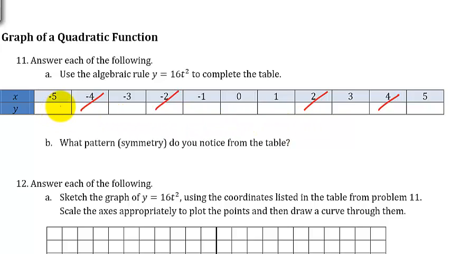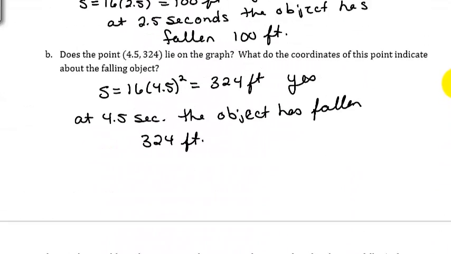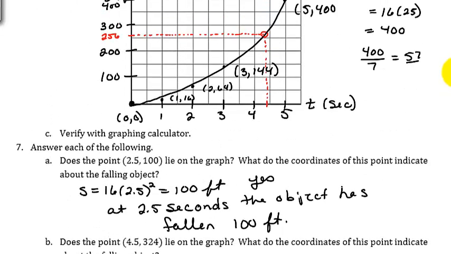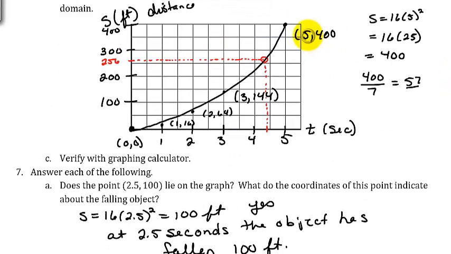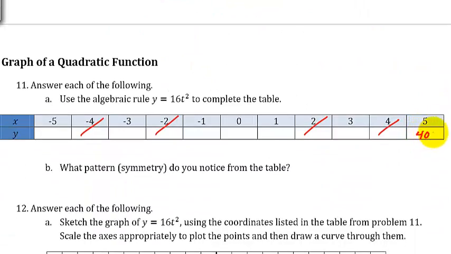So we already had +5 in there. Let's go back up and take a look. If you've already done a calculation, there's no sense in redoing it. When t is equal to 5, we get 400. We also have done 3. That was 144. We also did 1. At 1 second, it was 16. At 0, it was 0. Now we just have these last 3 to calculate.